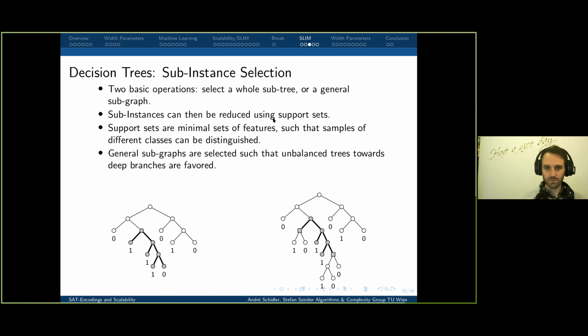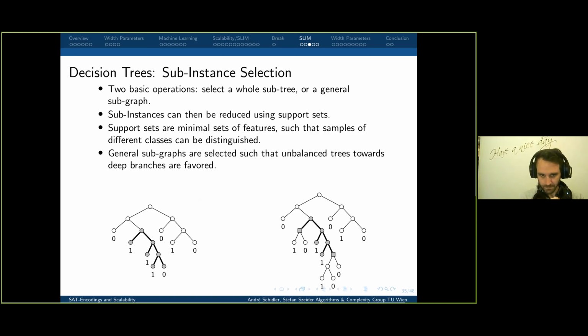And then what we do is we often reduce the instance itself. This is kind of a pre-processing, and we use something that is called support sets. The support set is simply a subset of features that allow you to clearly distinguish all the samples of different classes. Another way to define this is, let's say you take any two samples that have a different class, then in the support set there has to be a feature that they disagree on. Otherwise, they're indistinguishable. And you don't want to have two samples that have different classes but that you cannot distinguish anymore, because then you will have a misclassification.